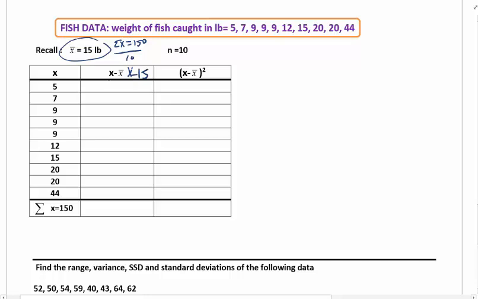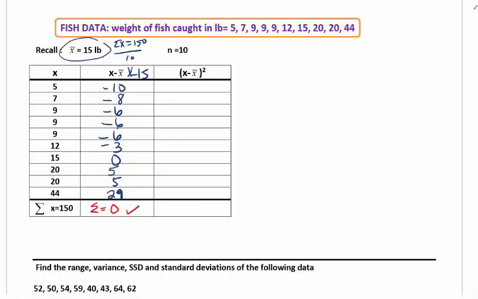So 5 minus 15 is negative 10. 7 minus 15 is negative 8. 9 minus 15 is a negative 6. 12 minus 15 is negative 3. 15 minus 15 is 0. 20 minus 15 is 5. And lastly, 44 minus 15 is 29. Now, again, I do understand you're going to probably take a little longer than what I said there, but a good check is that this sum here better equal 0. As long as you didn't round anything, it has to be equal to 0. If it doesn't, you did something wrong.